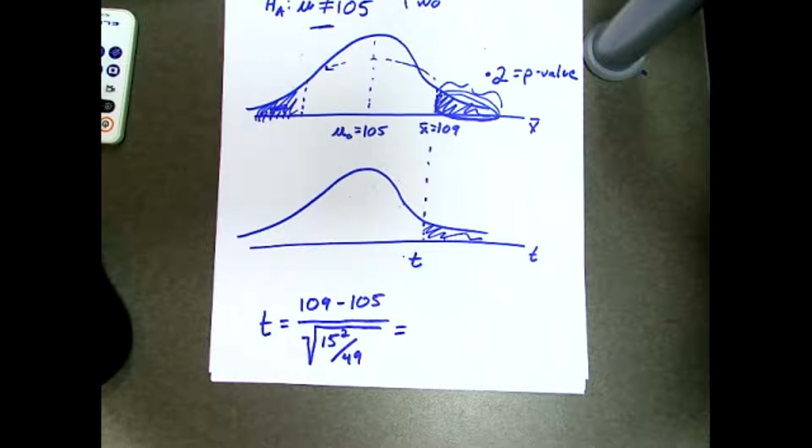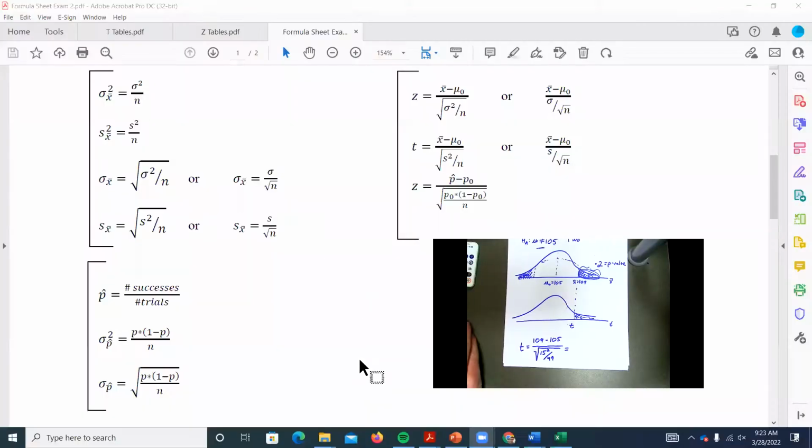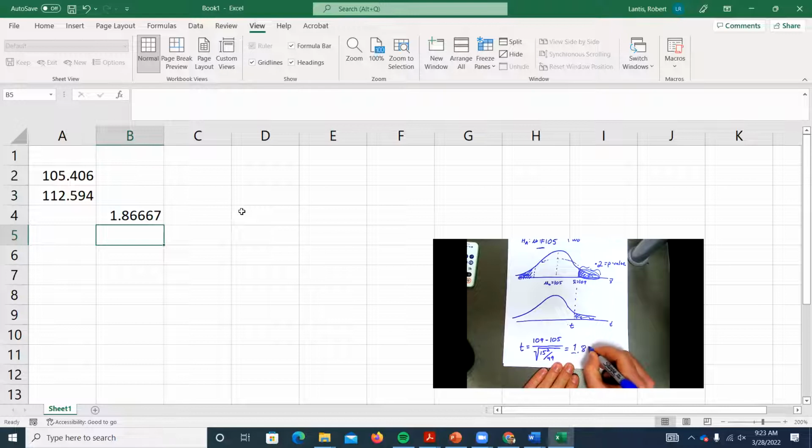Any questions on that before we keep moving? Okay, so it'll be what, 15 over 7? So what does that work out to be? So what's our test statistic here? 109 minus 105 divided by the square root of 15 squared divided by 49. I've got to get my parentheses going the right way. So we get about 1.86 repeating. So we'll say 1.87 if we round that to the second decimal. Okay.